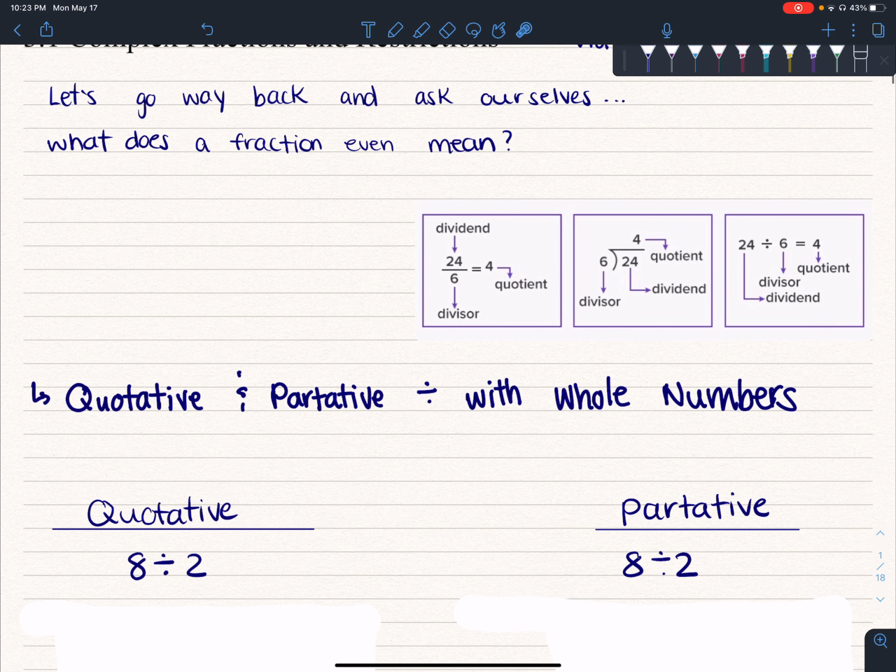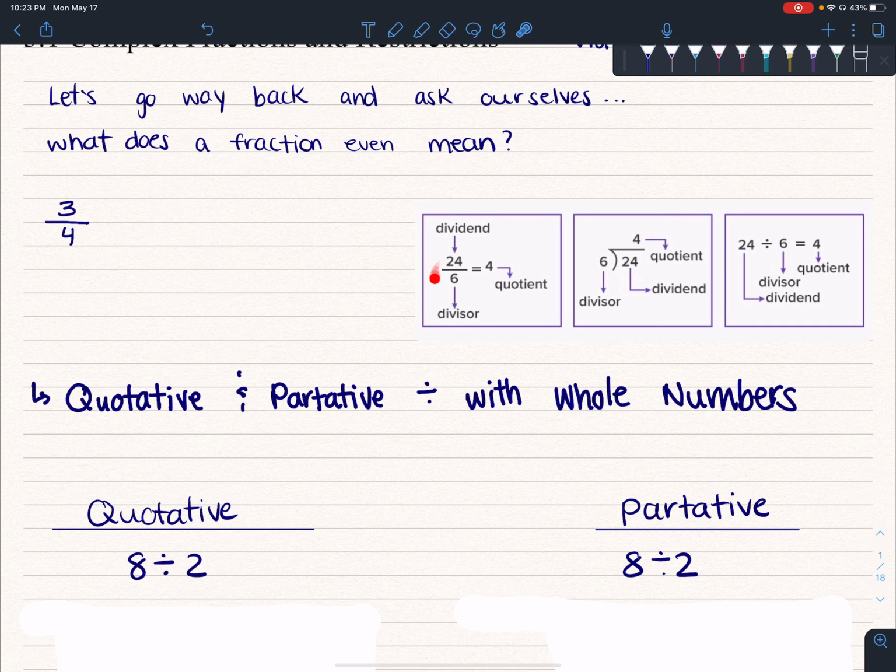Just to refresh our memories, let's go with something simple. 3 over 4. A fraction, we can look at it quite a few different ways. We know that a fraction is a form of division. So we do have a division happening here, where 3 is the dividend and 4 is the divisor. And the answer to this division would be considered a quotient.